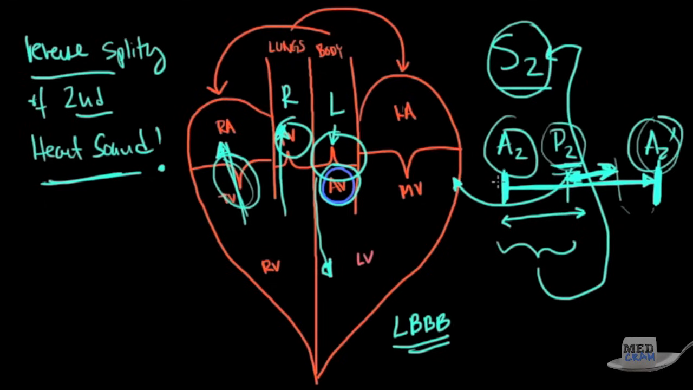I'll give a lecture on heart sounds and splitting and that sort of thing, but I just want to make sure you knew that aortic stenosis can cause paradoxical splitting of the second heart sound.